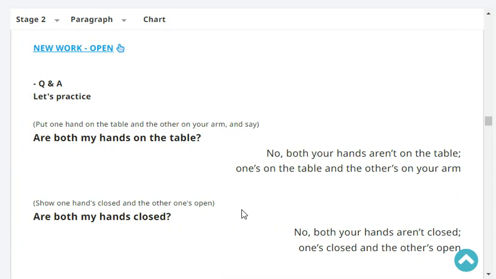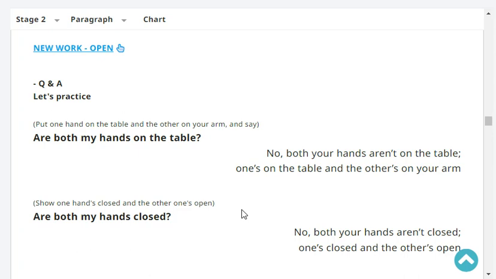Next. Are both my hands on the table? No, both your hands aren't on the table. One's on the table and the other's on your arm. Very good.